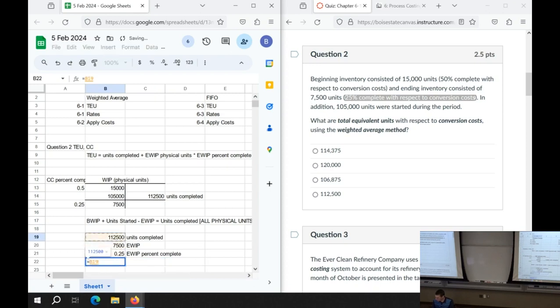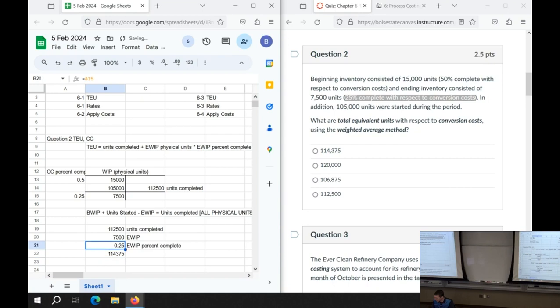Okay. So we have units completed plus ending WIP times percent complete. Excuse me, yes, not times equivalent units, times percent complete for ending WIP. So this is our total equivalent units for this problem. 114,375. Cool.